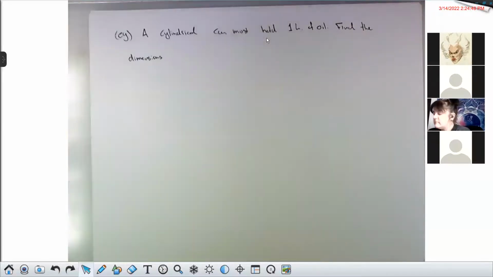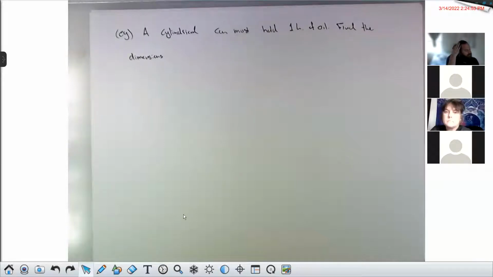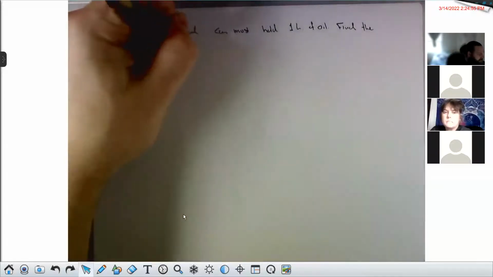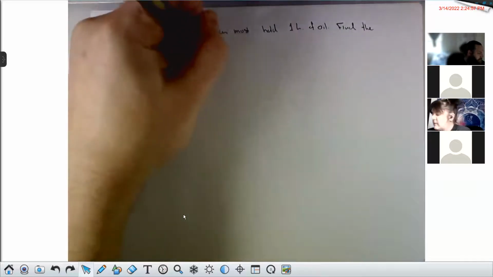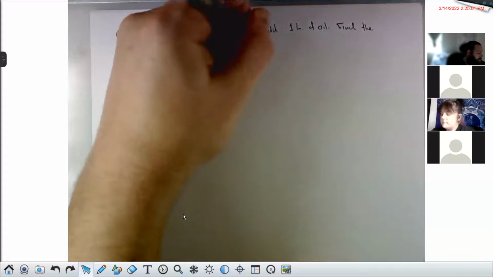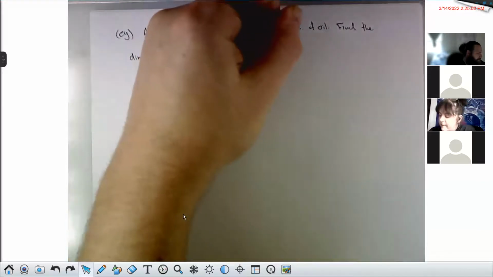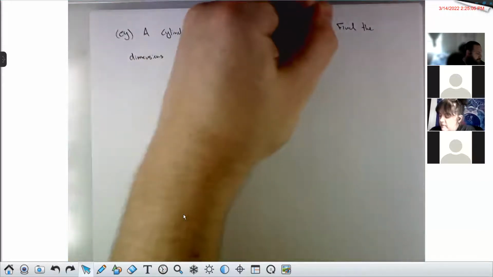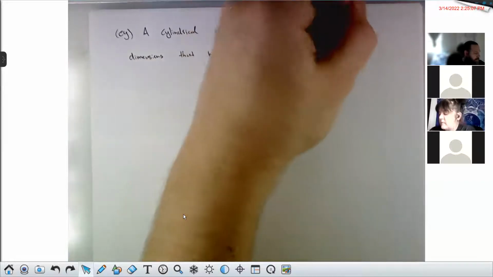Now, of course, there are some weird assumptions baked in when you phrase the problem that way. So I'm going to change the phrasing just a little bit. I'm going to say find the dimensions that minimize the material used to make the can.